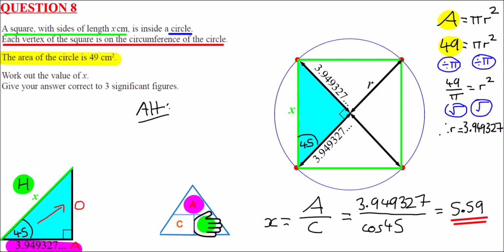we actually knew the hypotenuse could be worked out because we knew the adjacent and we knew this opposite side too. The opposite and the adjacent are both radiuses, so this opposite side was 3.949327 as well. So hypotenuse squared equals that one squared plus that one squared. So the hypotenuse is a square root of that one squared plus that one squared according to Pythagoras' theorem.